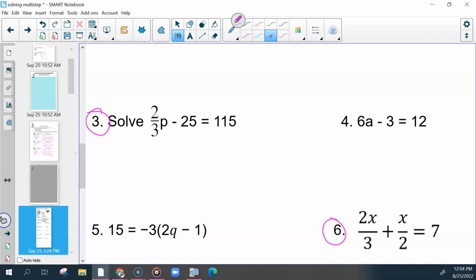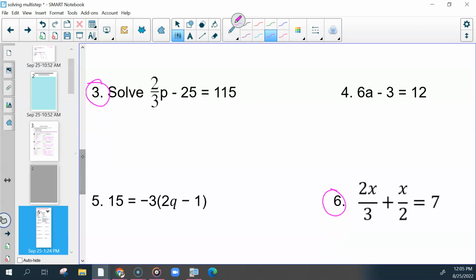I like showing multiple ways to do things because there's usually more than one way to do things. One would be to deal with the fraction. One would be to get rid of the fraction. So if we were to deal with the fraction, we're going to leave it as is. And we need to get rid of everything that's around p.